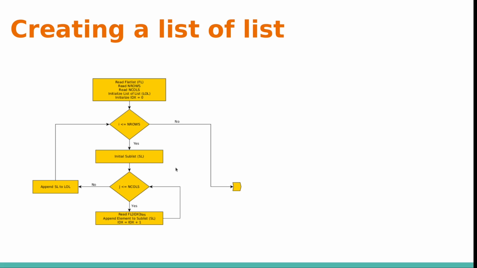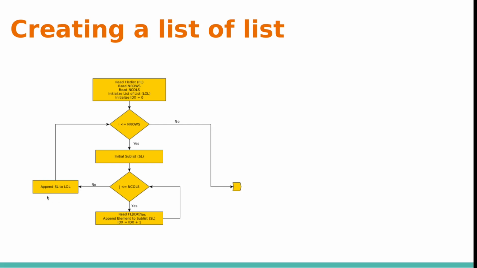Then I go into my index 0, or the first row. I initialize a sublist, because in this sublist I'm going to write the first 4 elements, which are the columns. So I go into J, and then I keep pulling my values from my flat list using this index, write it to the sublist, update my index, and keep looping. Once the 4 elements are written, it'll go back up again.